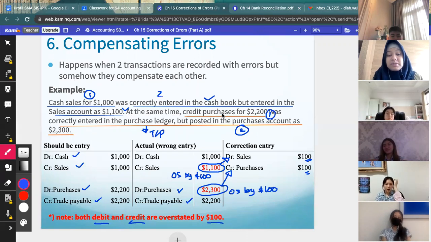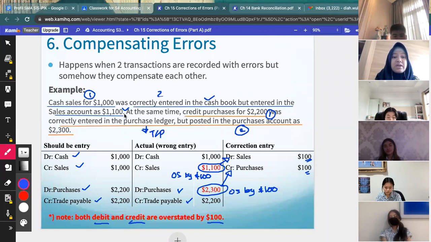In the credit purchases, cut again into two sentences. The first sentence is credit purchases for 2,200. The second sentence says correctly entered in the purchase ledger. Purchase ledger is the same as TP. Remember, this is chapter 3. Purchase ledger is trade payable. But it was posted in the purchases account as 2,300. Complicated, yeah? Now, don't worry, let's solve it one by one.